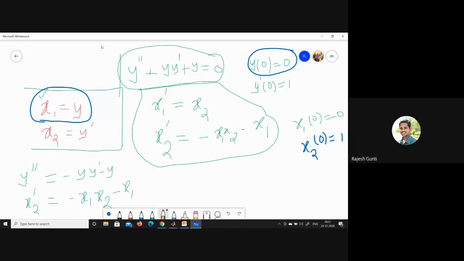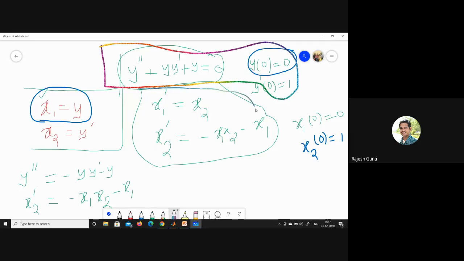The given second order differential equation is equivalent to a system of equations with these initial conditions. Now we solve the system and we take only x1, not x2. x1 is my solution. x1 is y. I need the y value to satisfy the given equation. We solve the system and from that we take the x1 value.